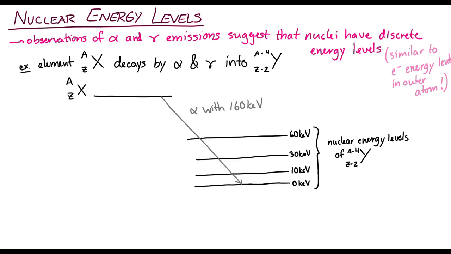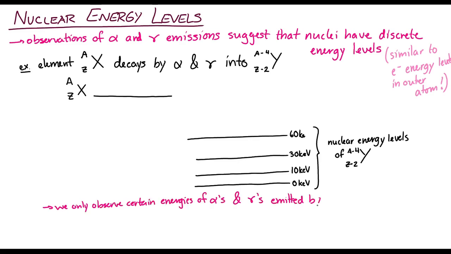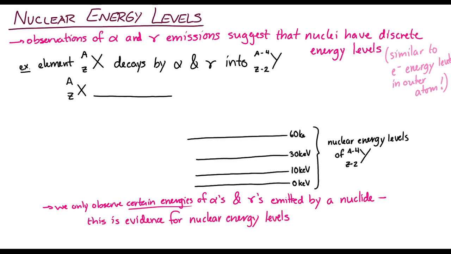But the point is that we only observe certain energies of alphas and gammas emitted by a nuclide. And this is evidence for nuclear energy levels. Now notice that I left out beta.